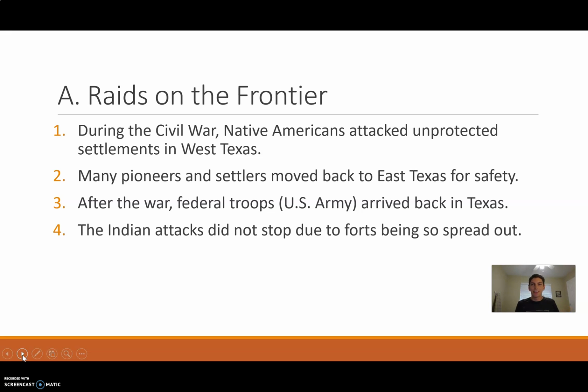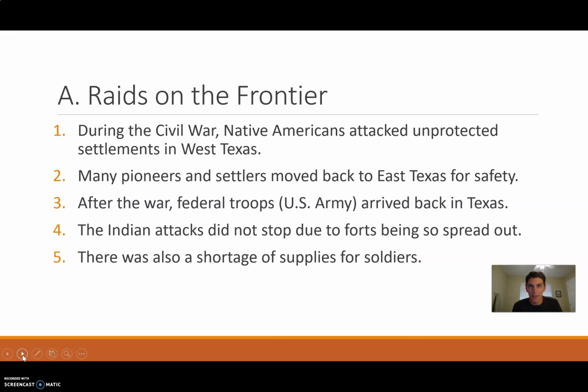And the reason they didn't stop is that even though there were forts, these forts were too spread out. Unless the federal troops were on constant patrol, there was nothing they could do to stop and prevent these Indian attacks. One other way that these soldiers were at a disadvantage out in the West is that there was a shortage of supplies. It took a long time for supplies to reach the western portion of Texas. But also, they knew little about frontier warfare.